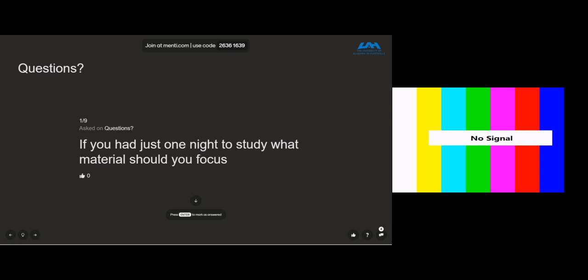If I had just one night to study the material, what should I focus on? I can't imagine why you would ask that question since you started studying a week ago, but for whoever asked, if I had one night to study this, I would make sure to study, let's see, I'm trying to even think of what's on this exam. I would focus a lot on Ampere's law and things of that nature.